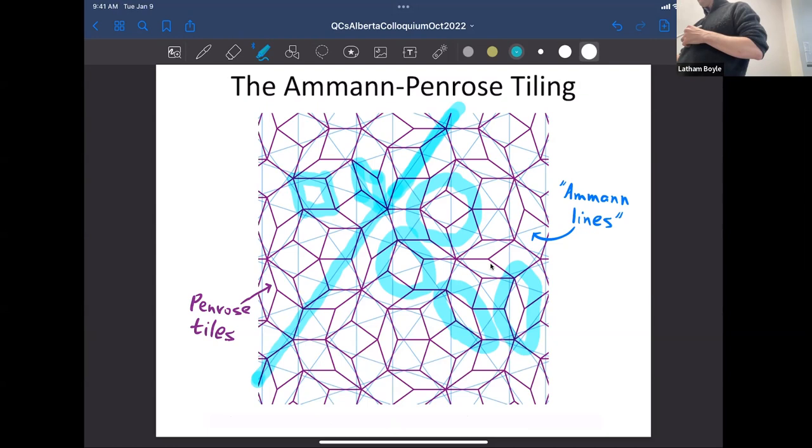These blue lines are sometimes called Ammann lines or Ammann bars. And yet another way to think about the Penrose tiling is as a kind of dual. There's a sense in which if I just give you the pattern of blue lines, there's a natural way to dualize that pattern to get the pattern of purple lines. But let me not go into that for time's sake.